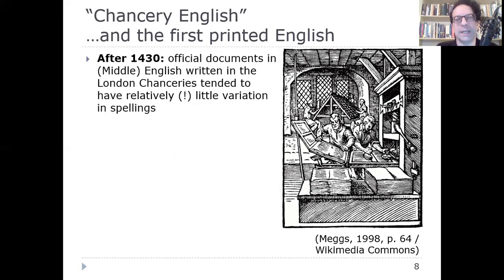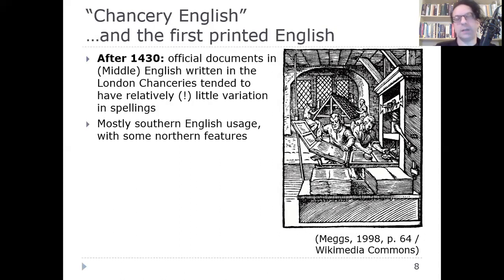So this Chancery English was a written variety of English in which there tended to be relatively little variation in the spellings. If you recall the last video on Middle English, you might recall the fact that there were hundreds of different ways sometimes to spell the same word in the Middle Ages. And this number was kept to a minimum by the scribes working at the London chanceries in the early 15th century. So they were trying to more or less standardize, though you can't really say that, but they were trying to stick to always spelling the same words in the same way.